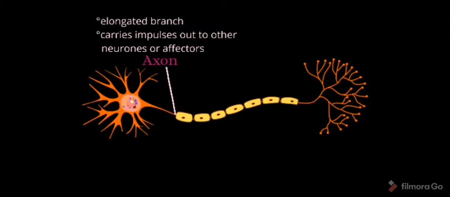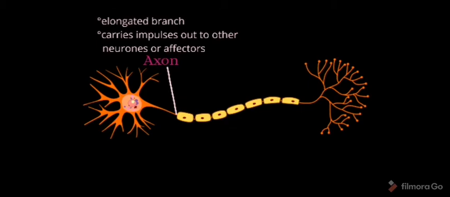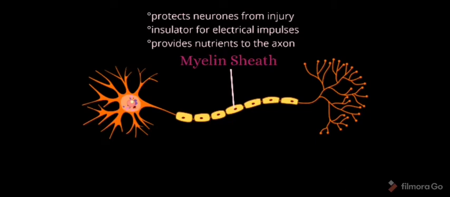Axon is an elongated branch of the cell body that carries impulses out of the cell body to other neurons or effectors. Myelin sheath is an insulating membrane that coats the axon. It protects neurons from injury, functions as an insulator for electrical impulses, and provides nutrients to the axon.